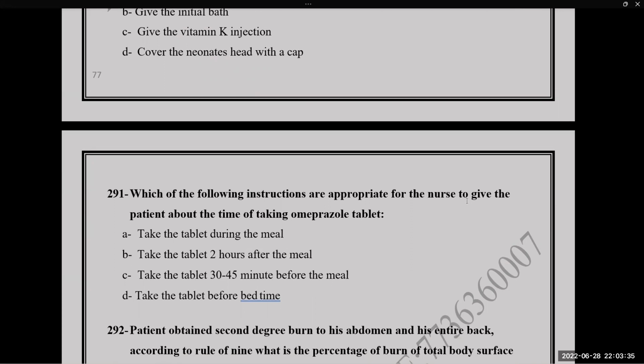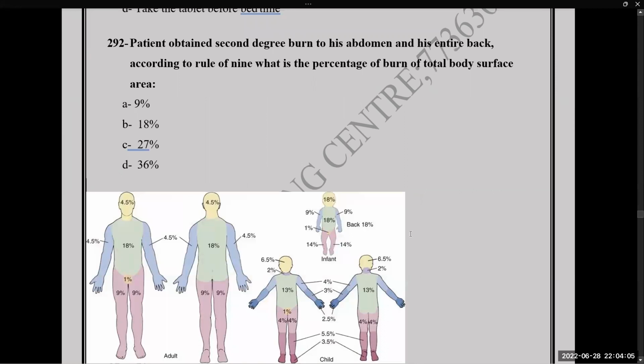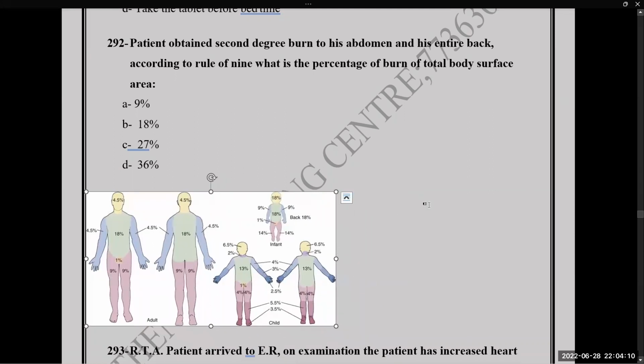Okay, next question, please read. Which of the following instructions are appropriate for nurse to give the patient about the time of taking omeprazole? Answer is C, ma'am. Taking the tablet 30 to 45 minutes before the meal. Yes, omeprazole is exactly an antacid, and it should be given on empty stomach. Next question.